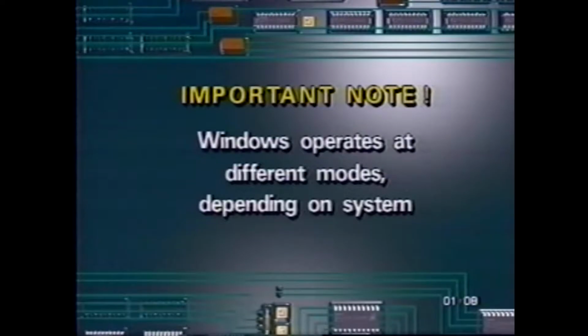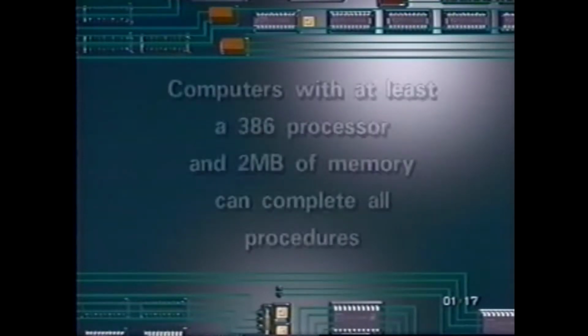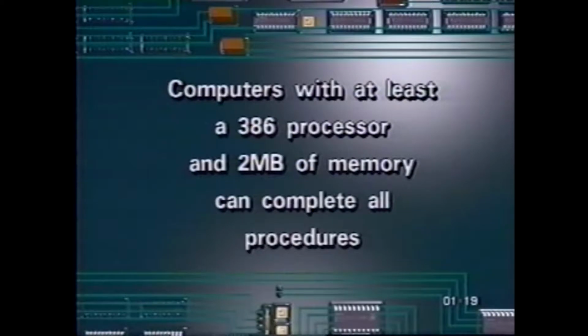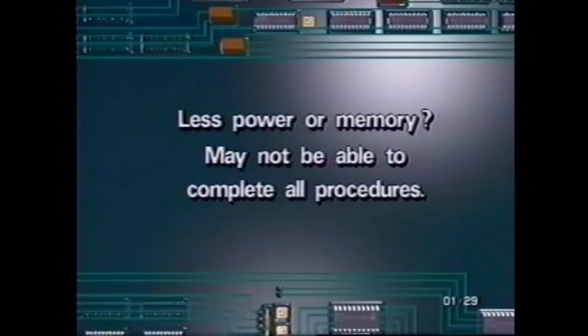First, here's an important note about using Windows with this course. Windows operates at different power levels or modes depending on your computer system. Computers with at least a 386 processor and 2 megabytes or more of memory operate in a special enhanced mode and can complete all the procedures in this module. If your computer has less power or memory, you may not be able to complete all the procedures.